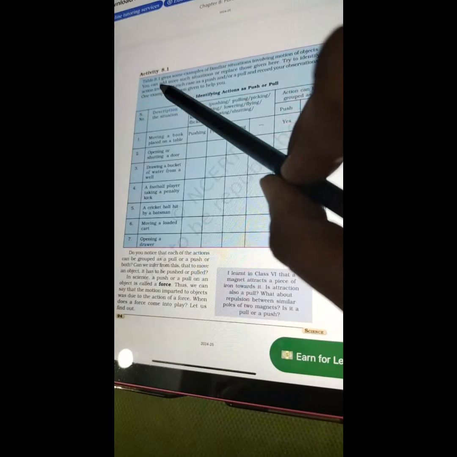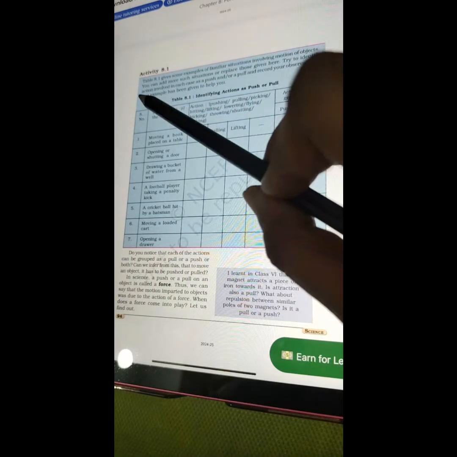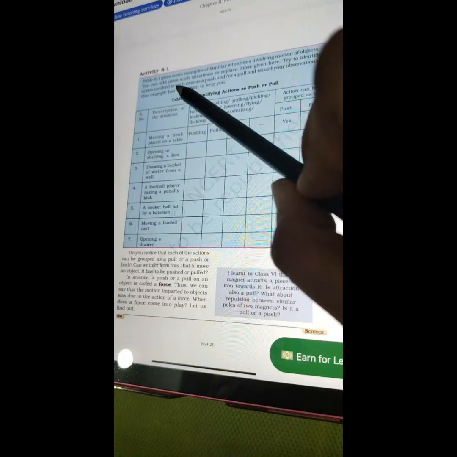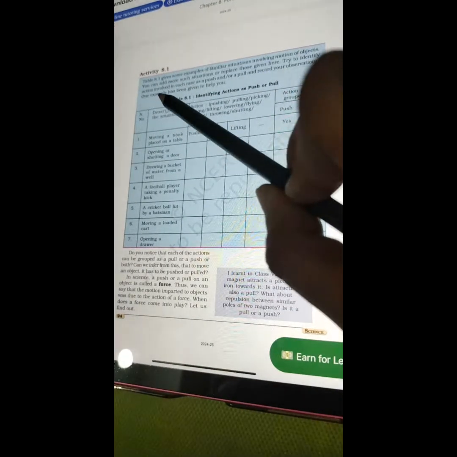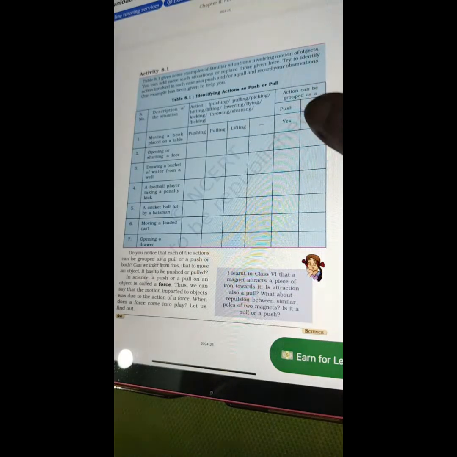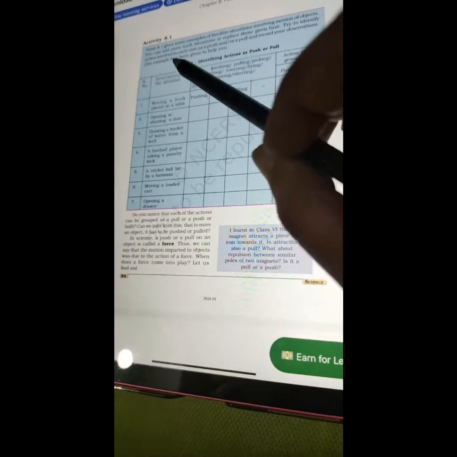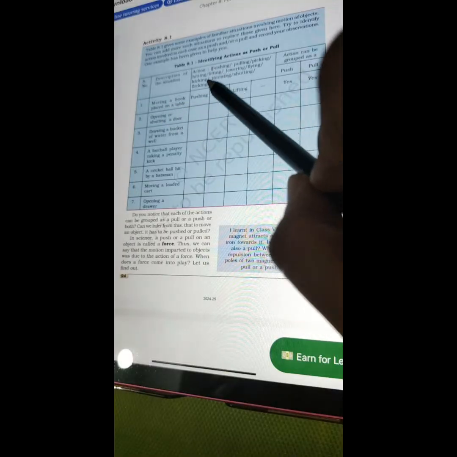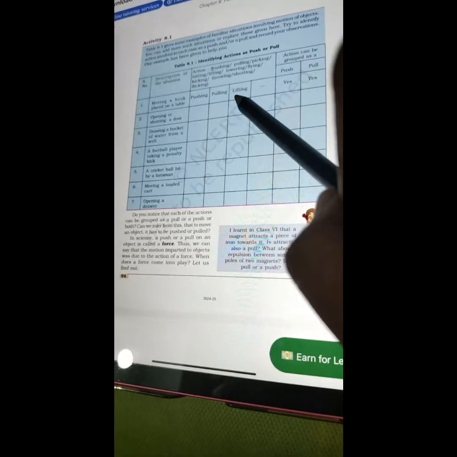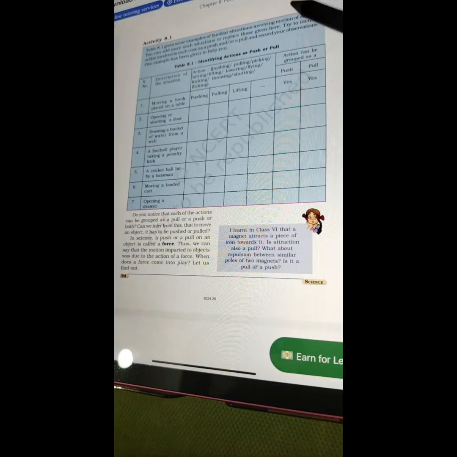8.1. Table 8.1 gives some examples of familiar situations involving motion of objects. You can add more such situations or replace those given here. Try to identify the action involved in each case as a push or a pull and record your observations. One example has been given to help you. So there are various actions given, like moving a book placed on the table. It is pushing, it is pulling, it is lifting. You need to find it out. An action can be grouped as a push or a pull, or it is both.